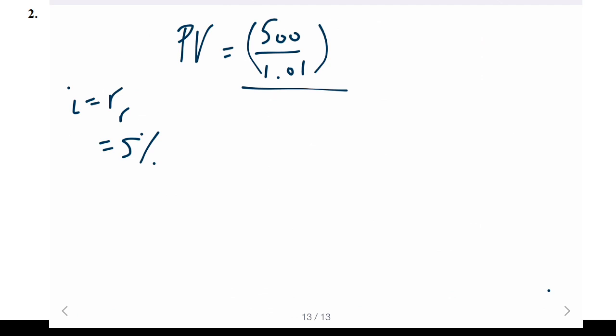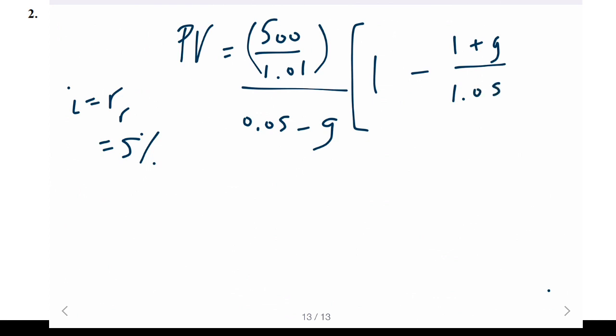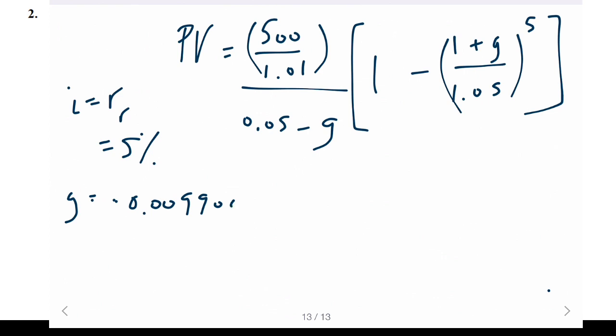So you can put that in. That's not so hard to put in. So 0.05 and then minus G. Now you got to just be careful with the negatives there. And then 1 plus G on here, and then 1.05 on the bottom. And there are 5 of those. So this is what you would write on your test, where G was solved. G was expressed on the other page, but I could put it here, negative 0.00990099 dot dot dot, like that.